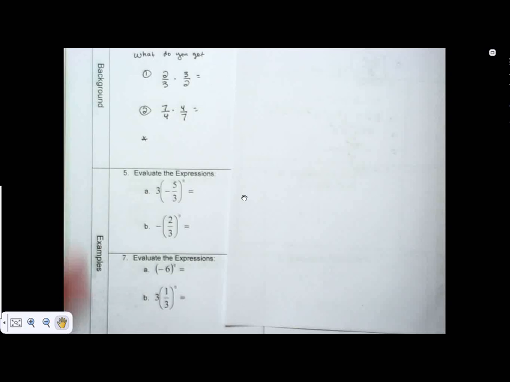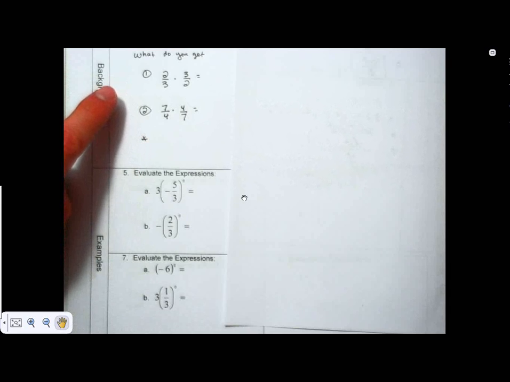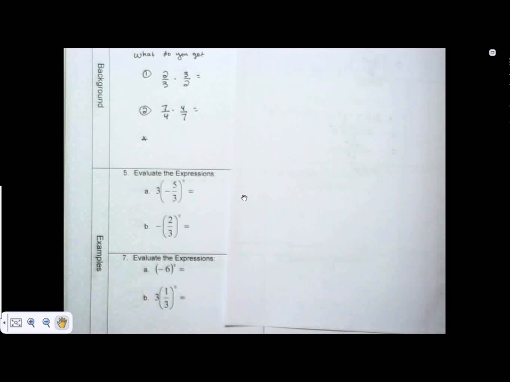Welcome. In this video, we'll be taking a look at how to evaluate expressions where you have an exponent of 0. So, to begin with, I want you to do a few multiplication problems. Try number 1 and number 2, simplify them as much as you can, pause the video, and then restart after you've given them both a try.